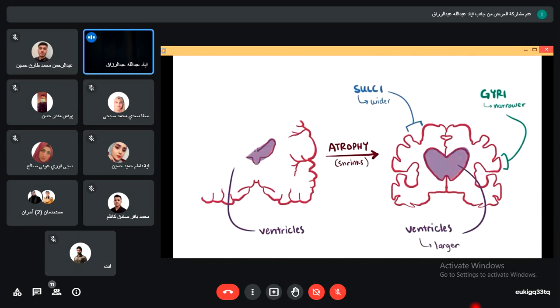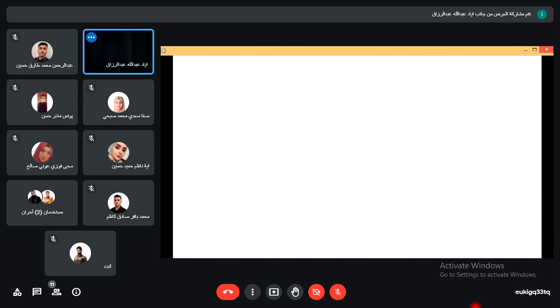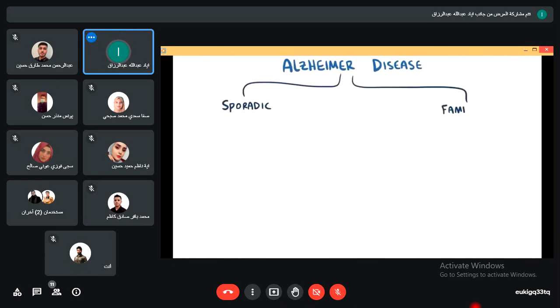But why does this happen in some people and not others? Well, Alzheimer's disease can be split into two groups, sporadic and familial. Sporadic's used to describe the late onset type, where the exact cause isn't very well defined, and is probably a combination of genetic and environmental risk factors. And sporadic accounts for the vast majority of cases.